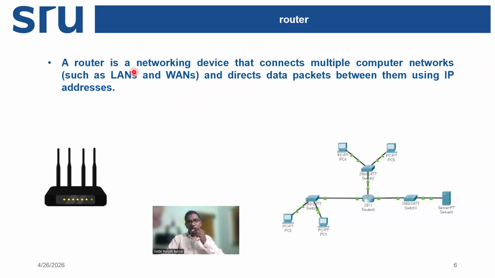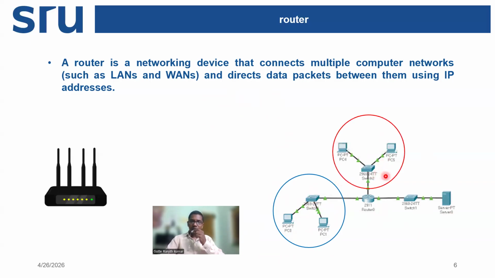That's why these local area networks will be connected to each other or connected to the internet by using this router. For example, let us take this is a network. This is one local area network, in which these two systems are connected by using the switch or hub. And similarly, this is another local area network where two systems are connected by using a switch or hub. So these are the two local area networks.